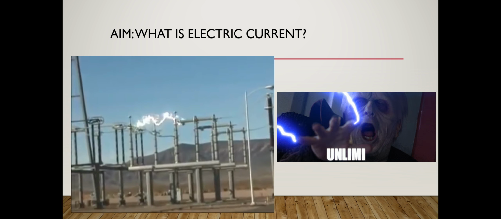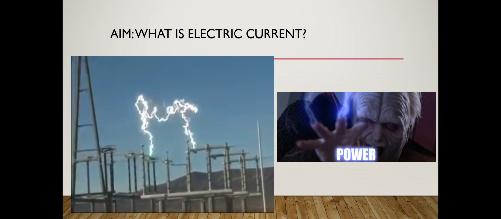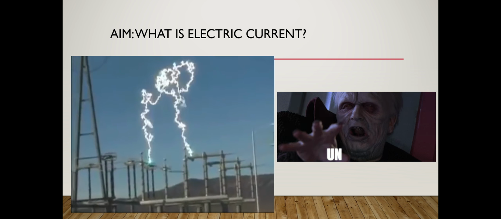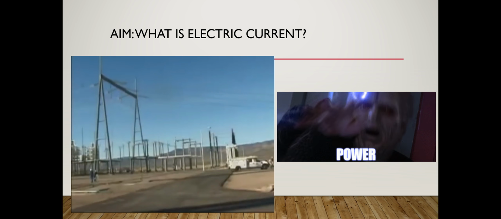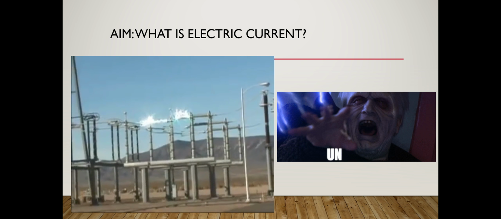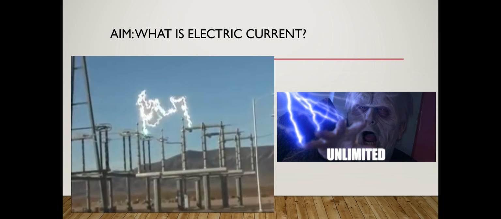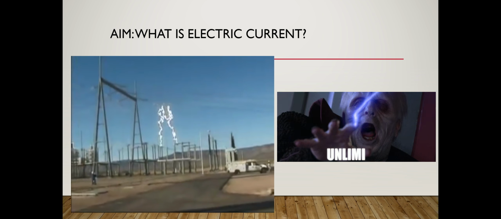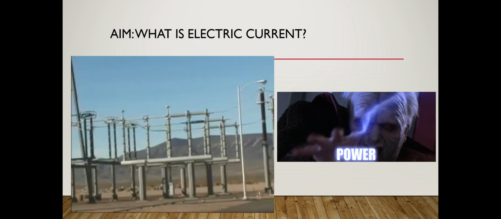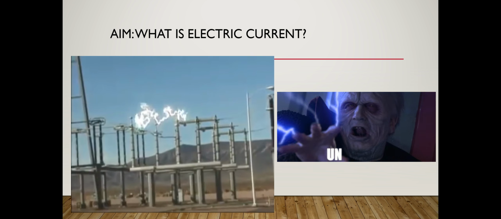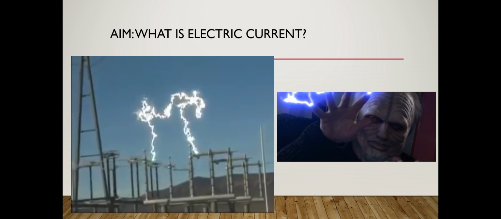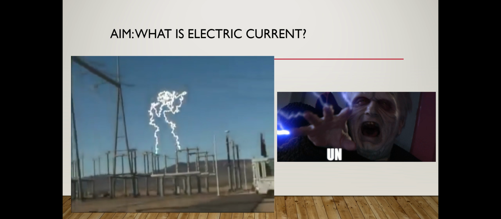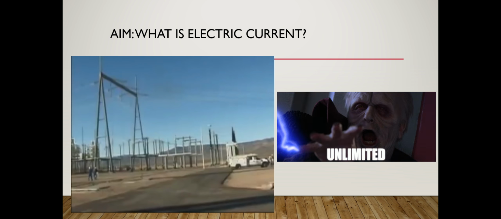As you can see in these two GIFs here, there's electric current flowing through this lightning. This electricity is the flow of electrons. If you haven't realized it yet, electricity is basically the flow of electrons. There's nothing else to it. It's just the flow of electrons, and we're going to call that electric current.